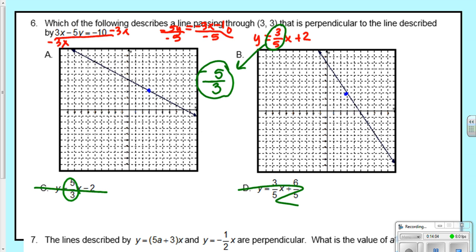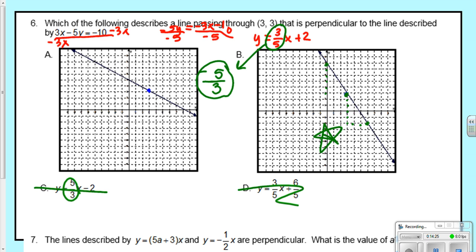Okay, so I've got my two graphs here. Again, I'm looking for negative 5 thirds. They're both negative, I can tell, because they're going down. But I'm looking for the 5 thirds. So let me count from the y-intercept here. I'm going to go down 1, 2, 3, 4, 5 over 1, 2, 3. That's pretty good. I think B might be it.